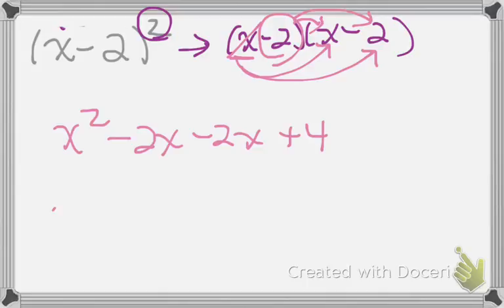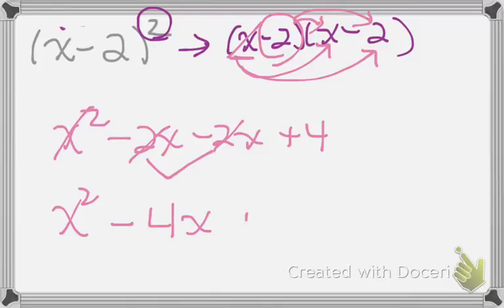I need to combine like terms still. x squared is by itself. Negative 2x and negative 2x is negative 4x, plus 4. I went fast there. Slow down, pause when you need.